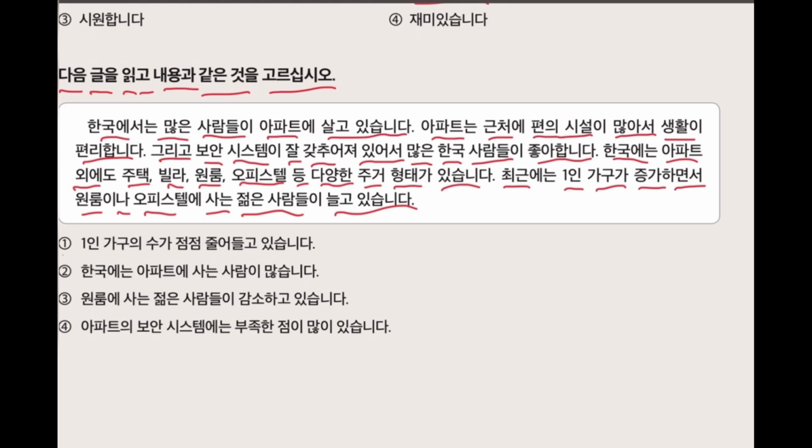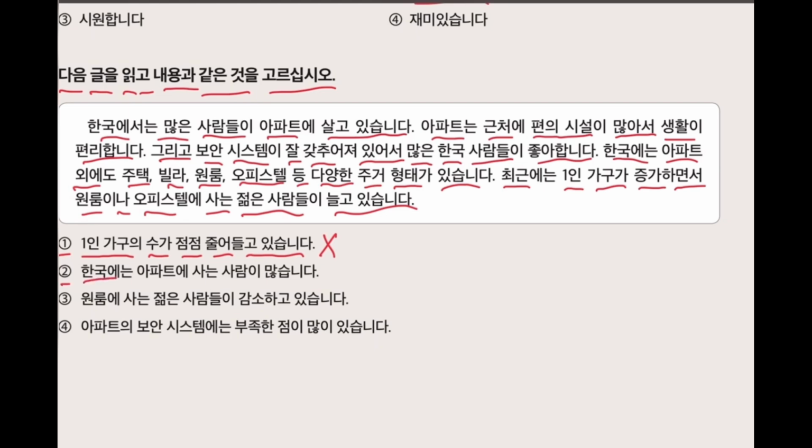Now we will read our answers. Number 1. 1인 가구 one person living 점점 day by day 줄고 있습니다 is decreasing. They are decreasing, one person living. This is wrong because the number of one person living is increasing.